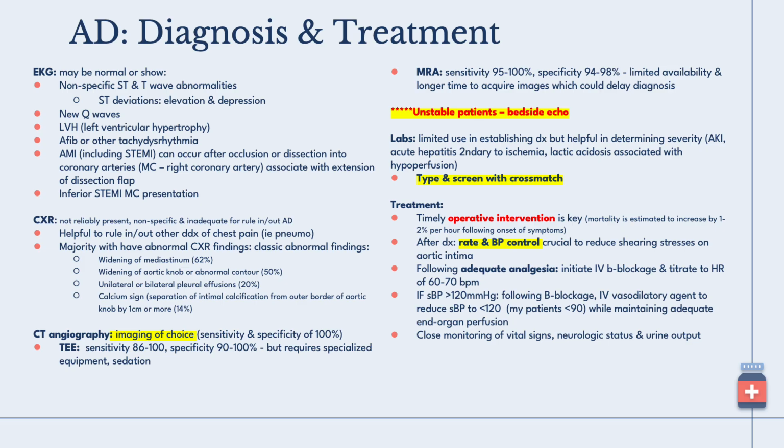Treatment is going to be operative intervention, so you need to have vascular surgery involved as soon as possible. So after the diagnosis, it's really about rate and BP control. This is really critical in order to prevent any hypertension from causing more shearing forces against that vessel and causing it to dissect further. Pain management.